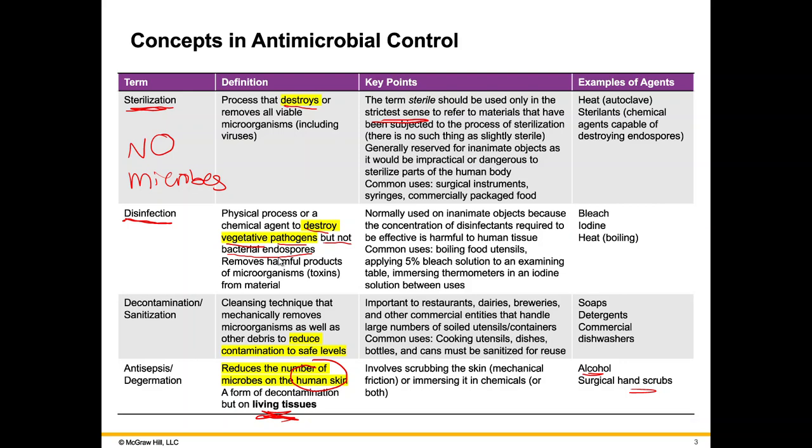Lastly, we have antisepsis or degerming. This is similar to decontamination, but don't get them mixed up. This one reduces the number of microbes, but it's specific to living tissues like human skin, for example. You get a boo-boo, a sore or something, and you put alcohol on it, or hydrogen peroxide, for example. Those would be considered examples of antiseptics because they're reducing the number of microbial organisms on or in living tissues.